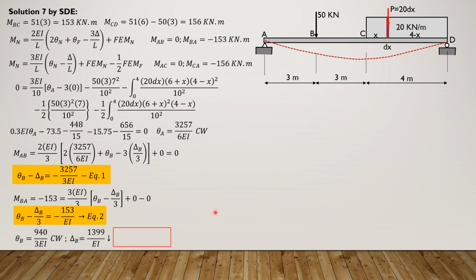So theta B in decimal form is negative 313.333 over EI, and delta B is, because our assumption is AB rotates clockwise, so B is below. So delta B is negative 1399 over EI, just like before. Next, we consider AC.